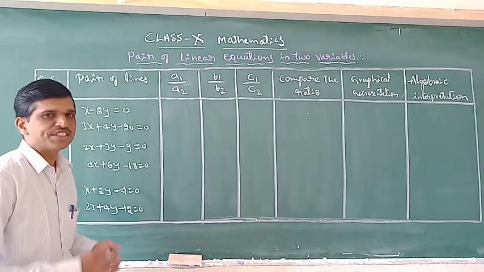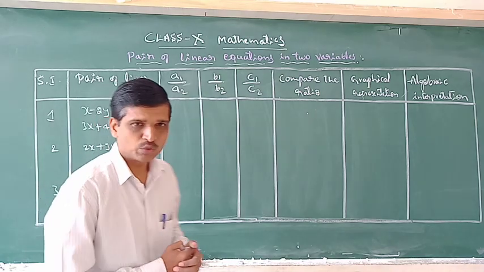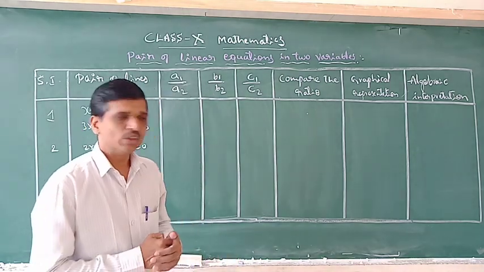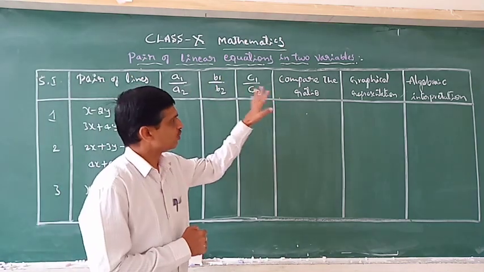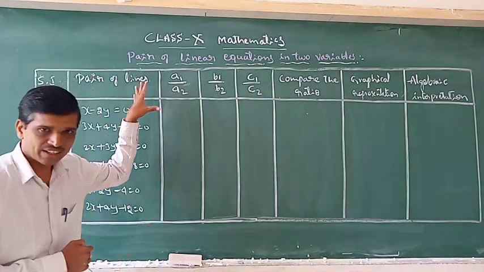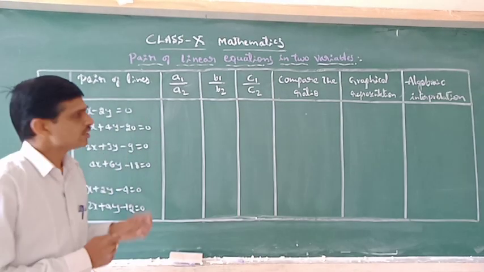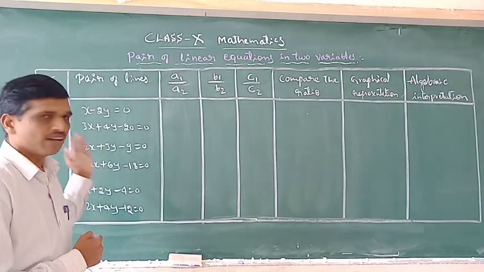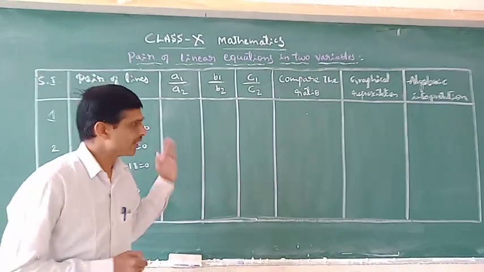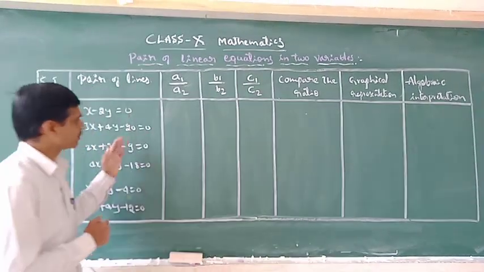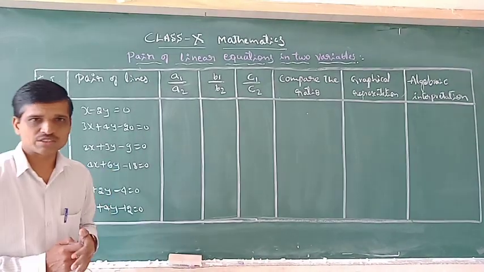Dear children, now consider this tabular column. Why I represented it over here is to understand how the pair of linear equations in two variables relates to its graphical representation. So easily you can compare both the geometrical and the algebraic method. By using this tabular column, I would like to explain like this. So consider the ratios here for any equations.